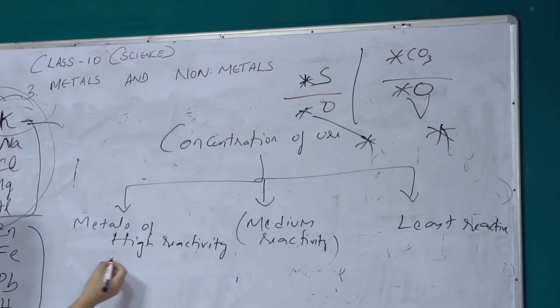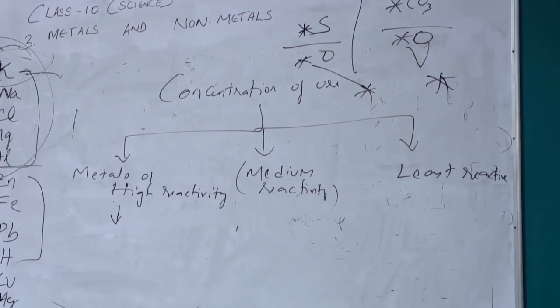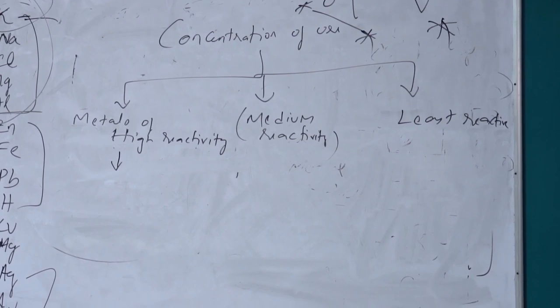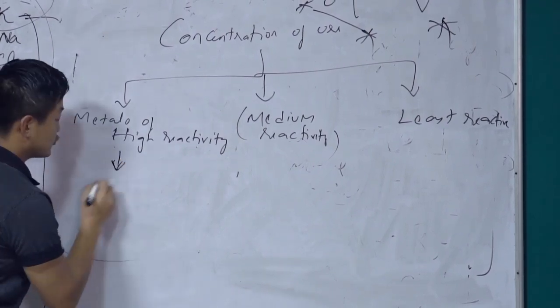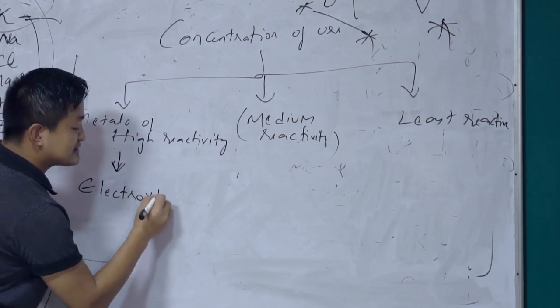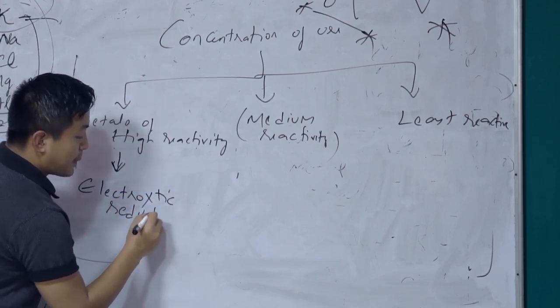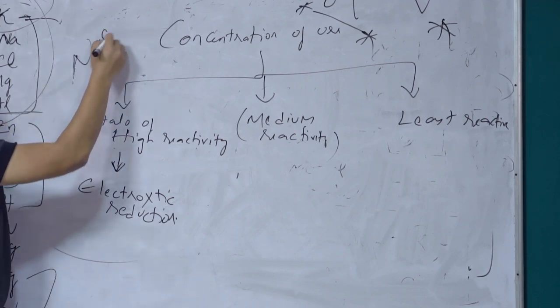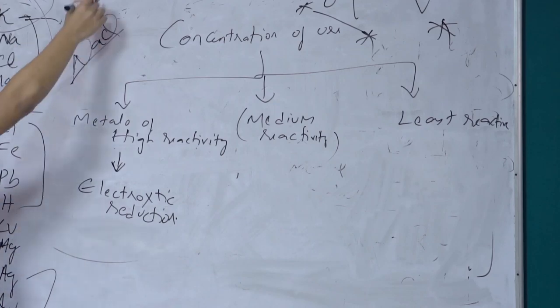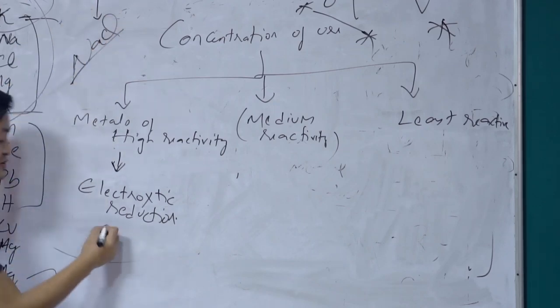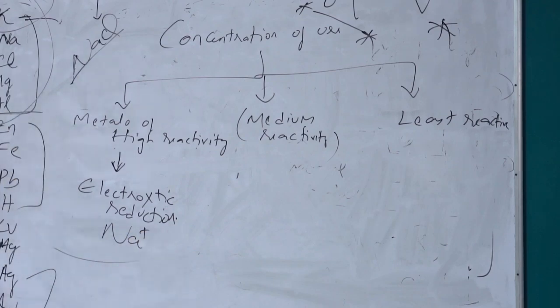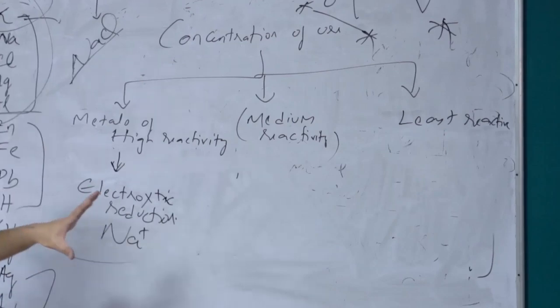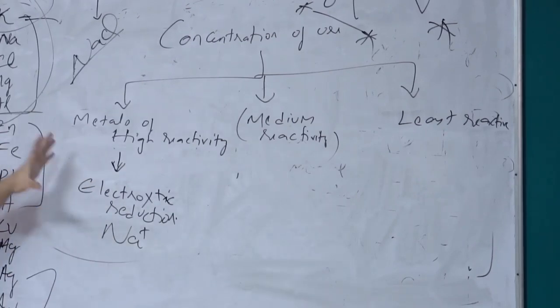So in this case, metals of high reactivity, like potassium, sodium, calcium, magnesium, and aluminum, they have to go through electrolytic reduction. This is the easiest one. They are highly reactive. So what we have to do is just pass an electric current through them in a molten form. Like the same example, NaCl, we pass an electric current and from there we'll obtain sodium metal. Clear? So, okay, students, for metals of high reactivity, the process is very simple.